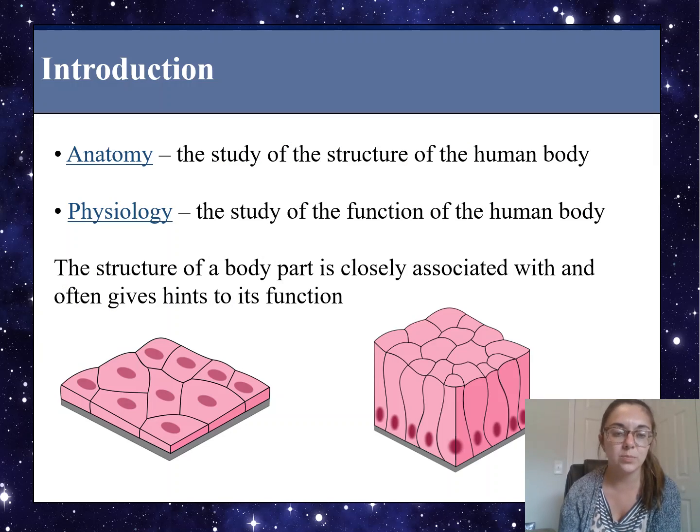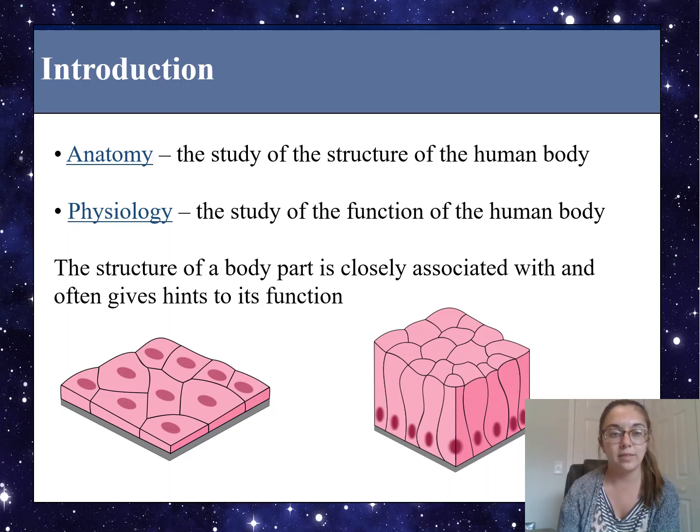So what is the difference between anatomy and physiology? Well, anatomy is the study of the structure of the human body. So knowing the parts of the body and where they're located, knowing the bones, the muscles, and the different organs. Whereas physiology is the study of the function of the human body. So this would be like, what do the parts do? What is their job in the body and how do those mechanisms work?